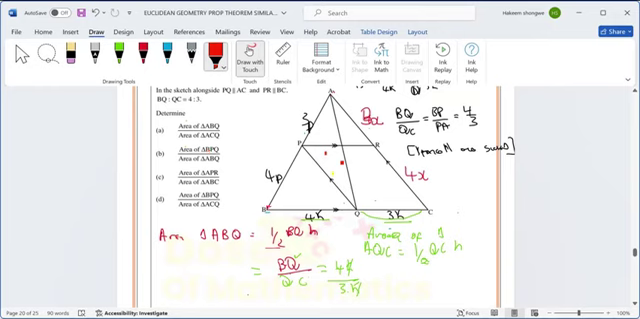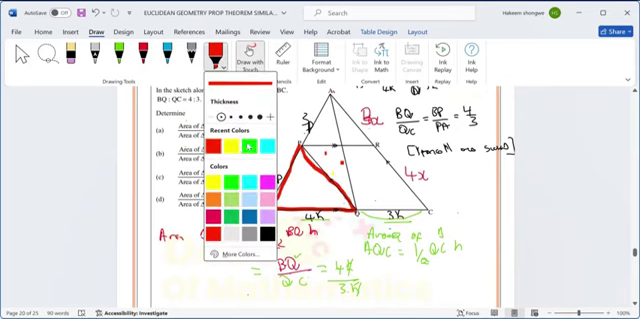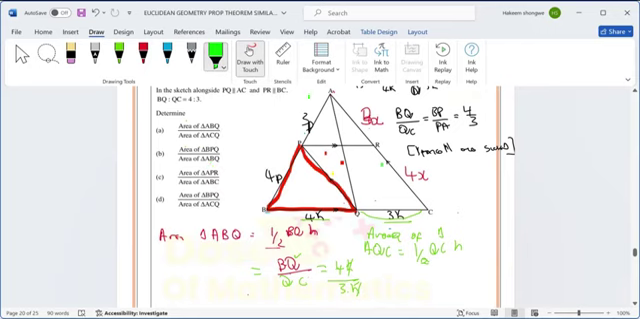Let's check BQ. BQP is this one. Okay, we are comparing it with the whole. Let's check green, ABC. We are comparing it with ABQ. It's BQ, this one.